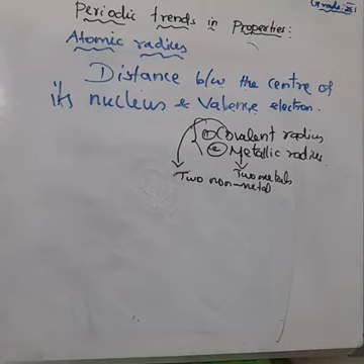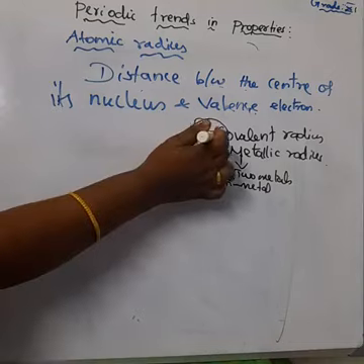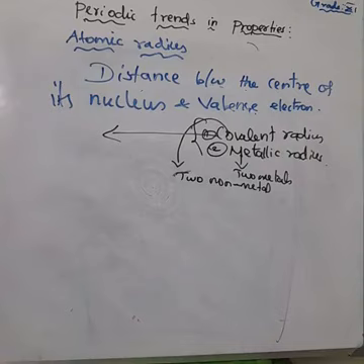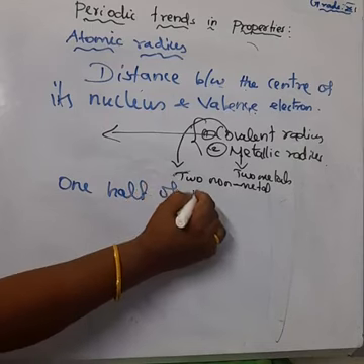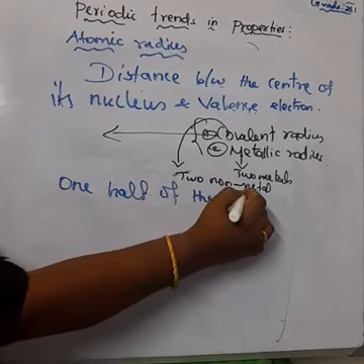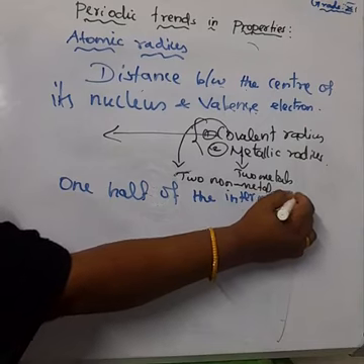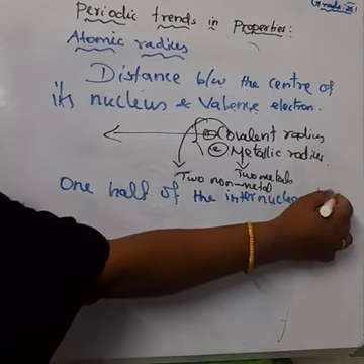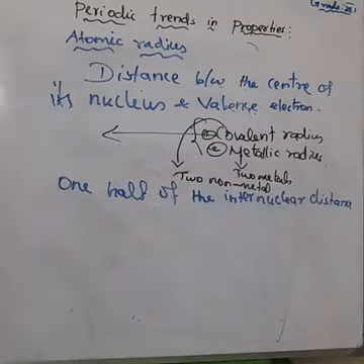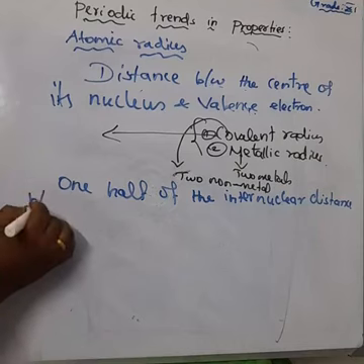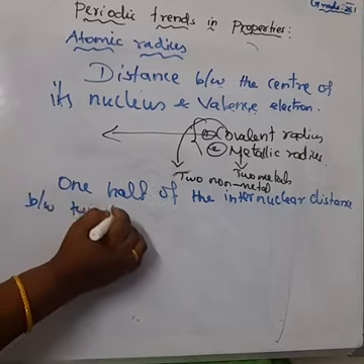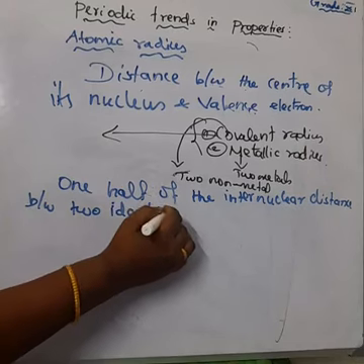Understood? So here, what do you mean by covalent radius? It is one half of the internuclear distance between two identical atoms linked together by a single covalent bond.